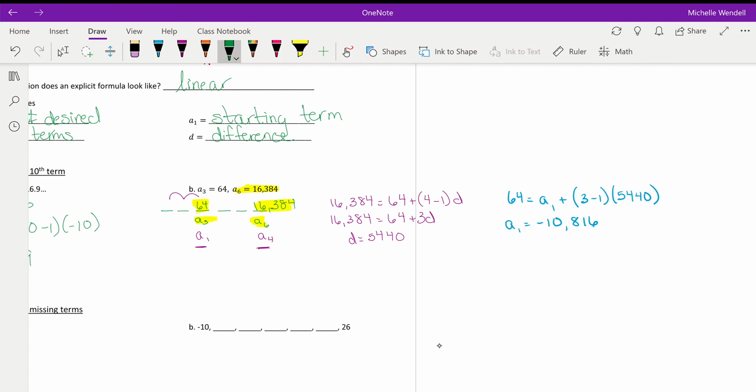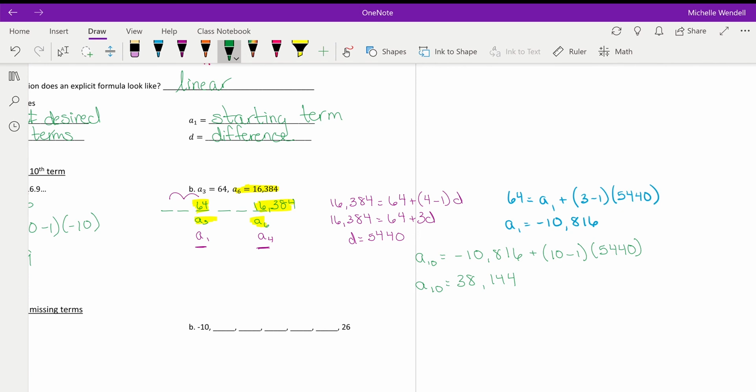So for one last time, I'll write a sub 10 equals my first term, which is negative 10,816, plus n, which is 10 in this case, minus 1, times we know our difference is 5440. Plug all that in, and you'll get 38,144, which if you just added 5440 a few more times to 16,384, which was my sixth term, you probably already got there before me anyways.